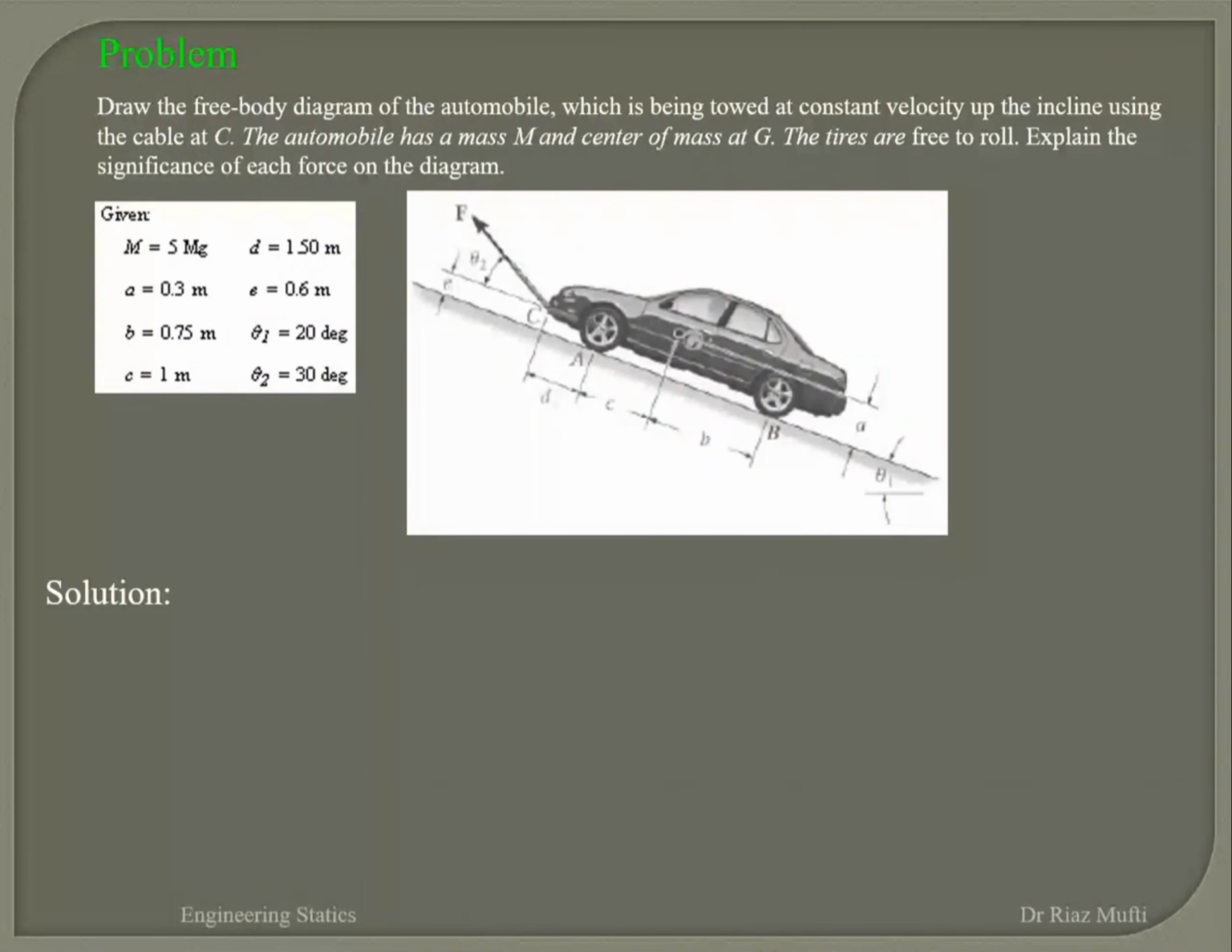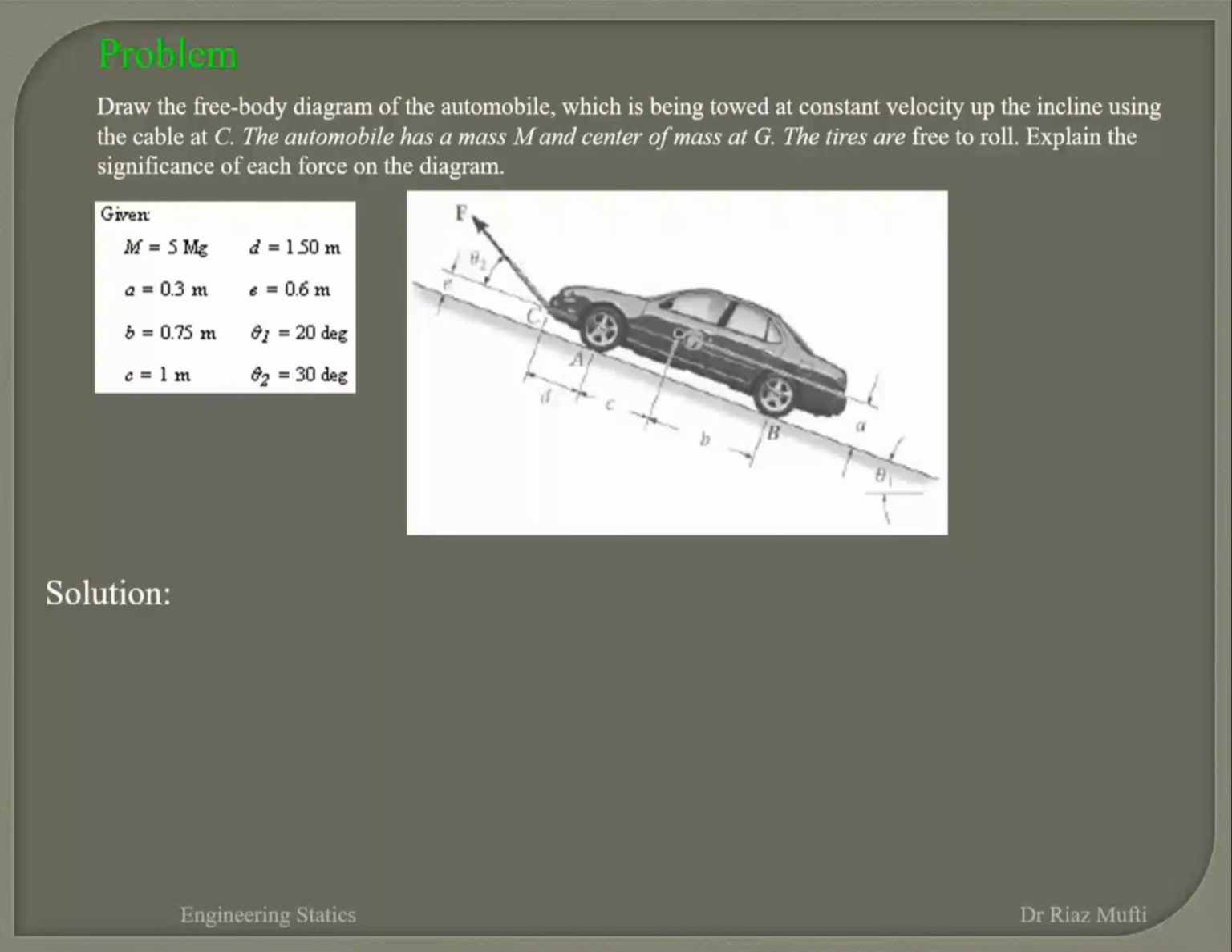Draw the free-body diagram of the automobile which is being towed at constant velocity up the incline using the cable at C. It's got a mass at G. The tires are free to roll. Okay, significance of each force? You figure it out once you draw the free-body diagram. So, it says here, draw the free-body diagram of the automobile.